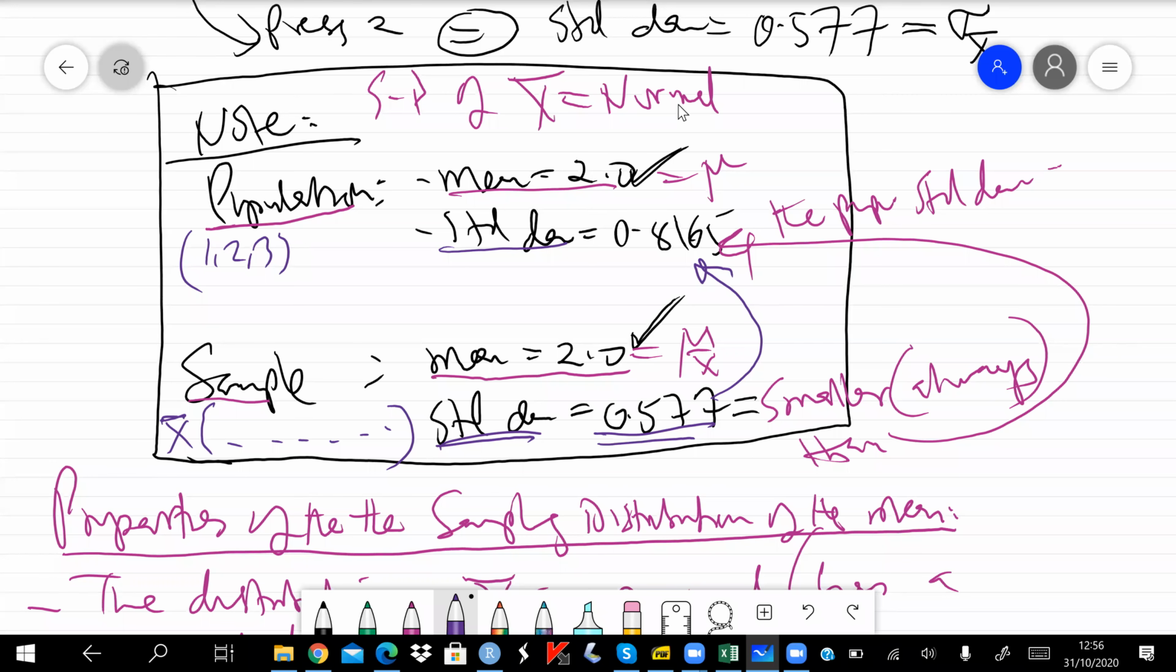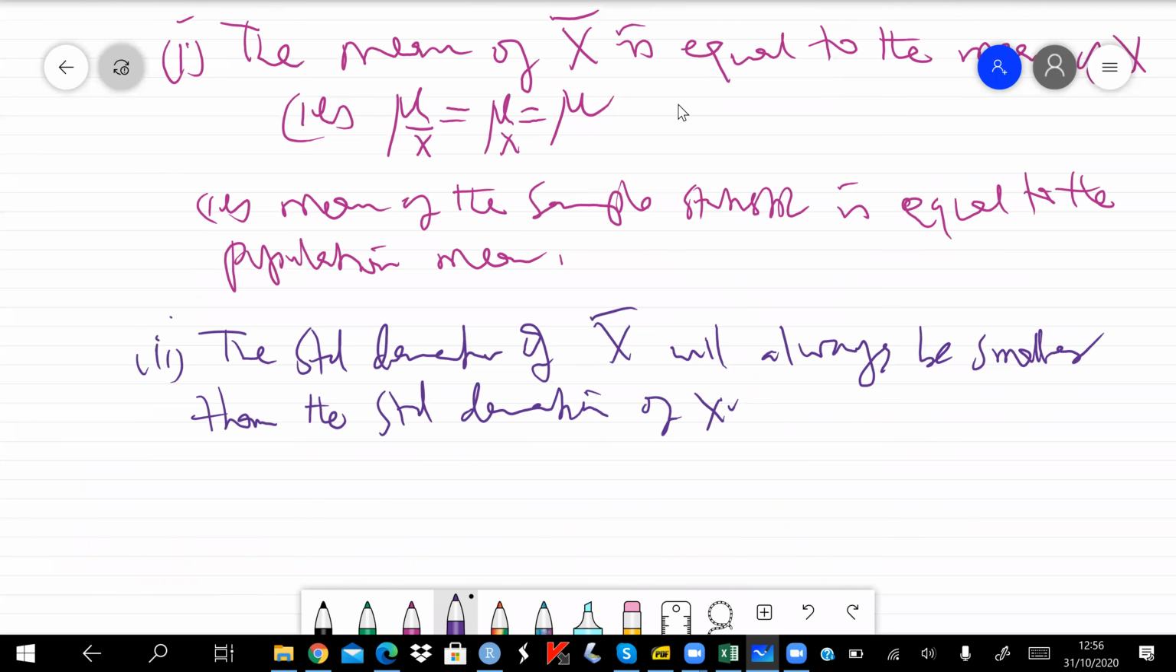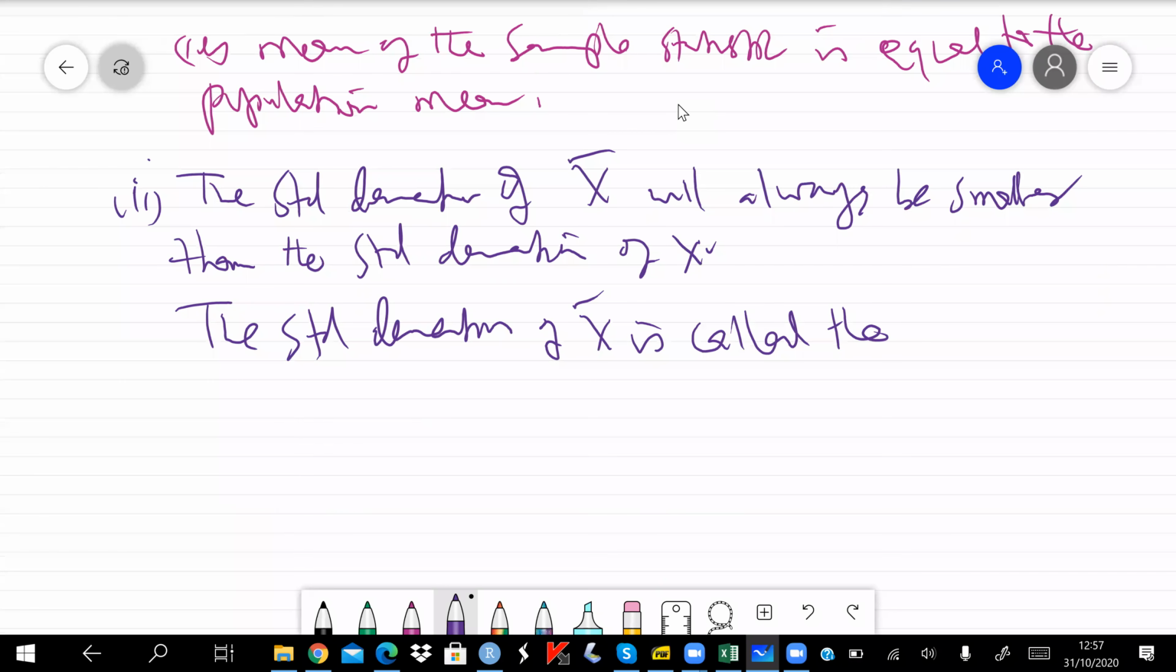It can be shown. Okay, then the standard deviation of X bar is called the standard error. It is called the standard error of the mean.